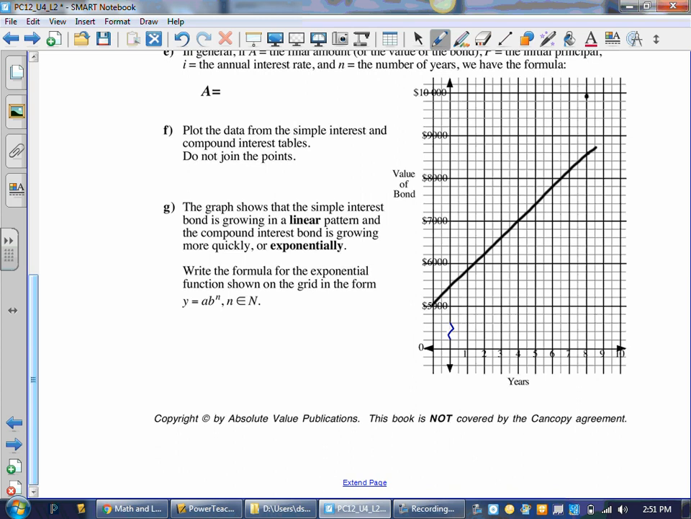It starts quite similar, but then it starts to grow. It's a little bit of a curved line. That's the benefit of compound interest. Because you're earning interest on interest, the farther you go on, the quicker it begins to grow.